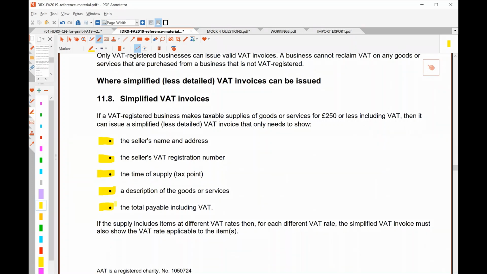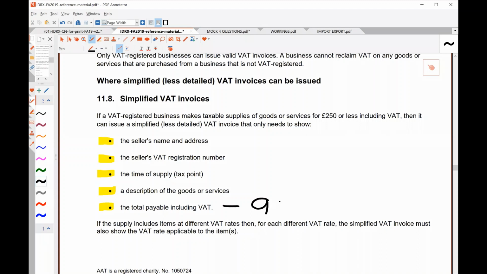Can I just ask you what's another term for that line, the total payable, including VAT? What might it also be called? Yeah. Thank you, Sarah, Ben, Lila. Hi, Lila. I hope you're well. Yeah, that's right, everyone. It is the gross amount. So, yes, they don't give you that terminology in the reference material, but I would imagine you'd know that that's also pretty much known as the gross.